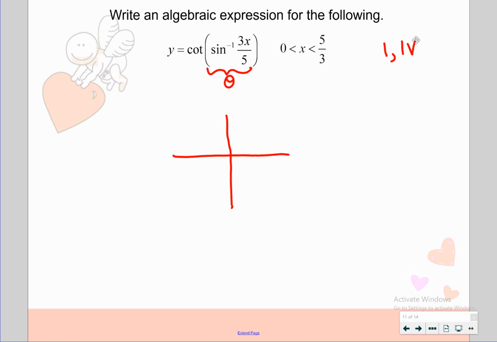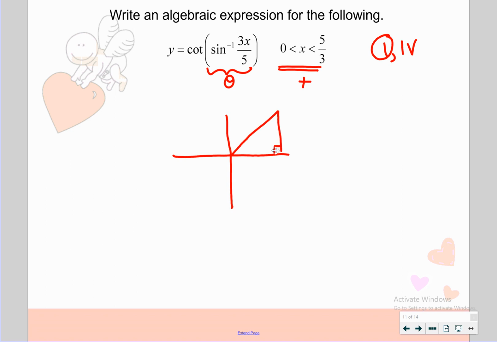Now, here's the thing. Because we don't know what x is, we don't know if what's inside that fraction is a positive or a negative number. So that's why they gave us this. We know x is a positive number, right? Between 0 and 5/3. And if you plug in 5/3 to that, you'll get inverse sine of 1, which isn't super important. But the fact that it's positive tells me that the sine is positive. So therefore, I am in quadrant 1, okay?